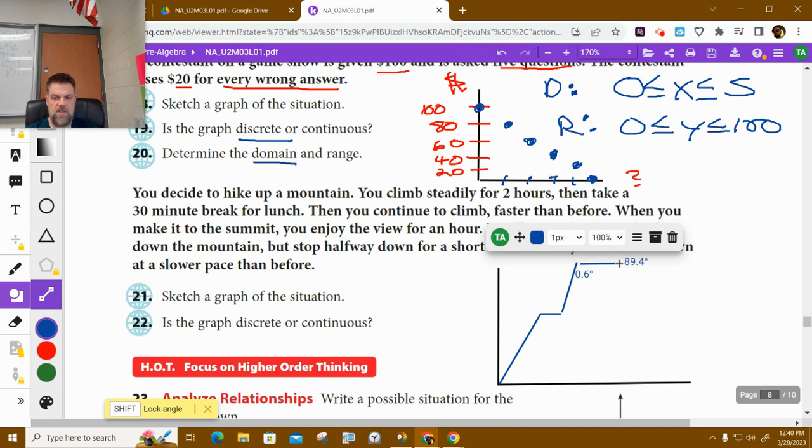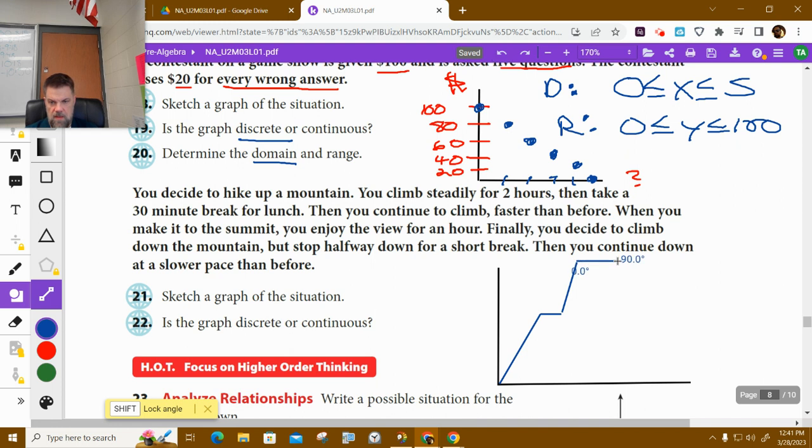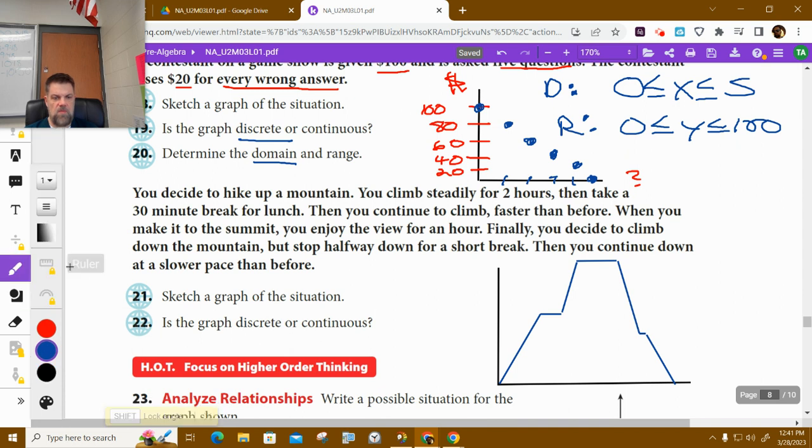So that's twice as far this way. Hold on, let me get this. I want it to. So then you go this way for twice as long. And then you start to descend. You climb down the mountain. It says here you take a little bit of a break. And then you climb down the rest of the mountain. That's the graph. Is that discrete or continuous? Continuous. Yeah, that's continuous.